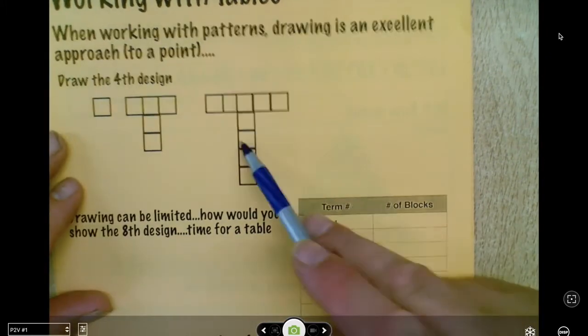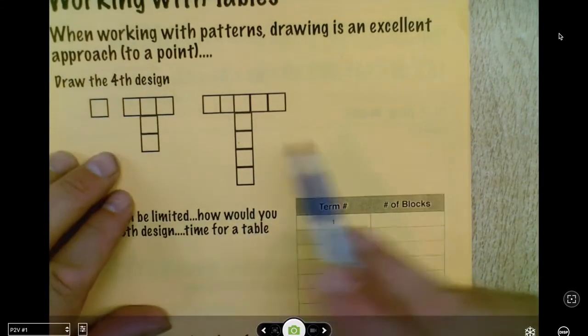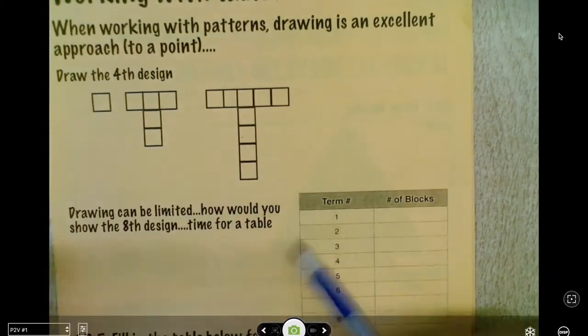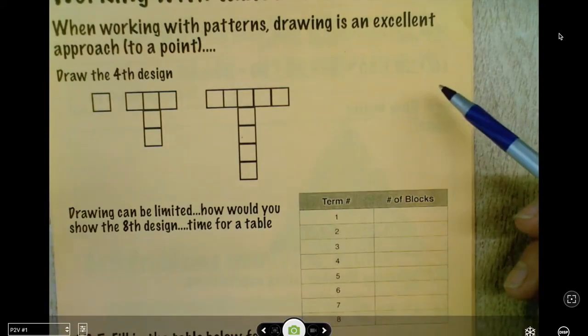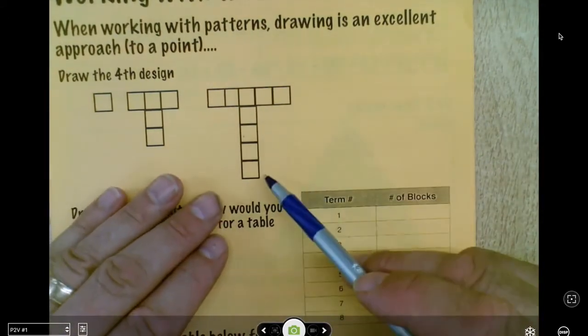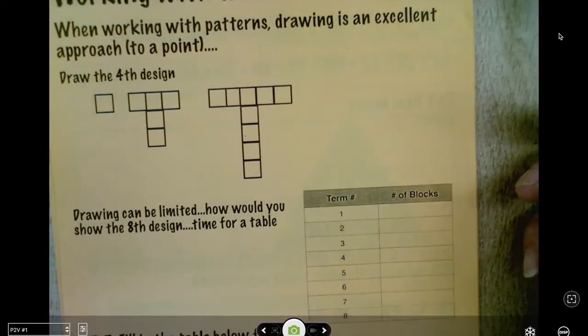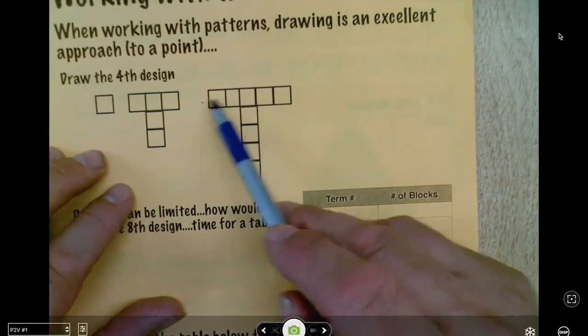Let's just take a look at the fourth design here. When I take a look at a design like this, I try to figure out what's added. Where are they adding things to? And in something like this, I try to just look at one part at a time. Let's just talk about the top of the T here.